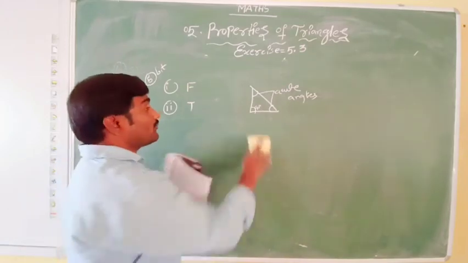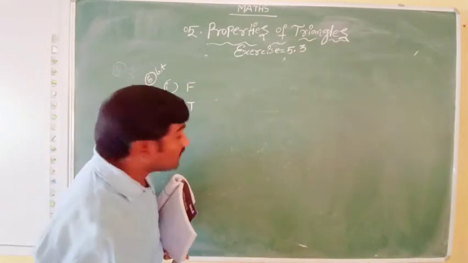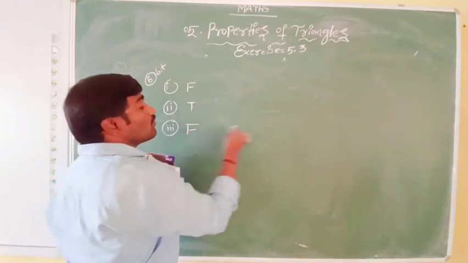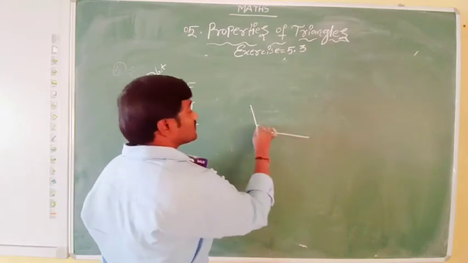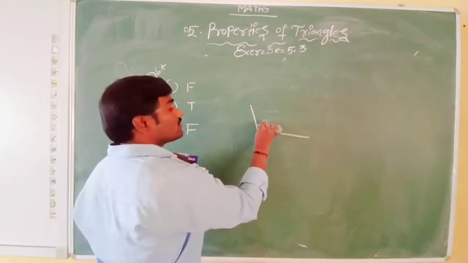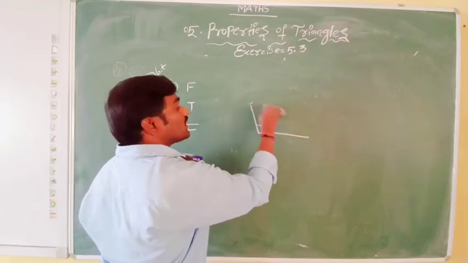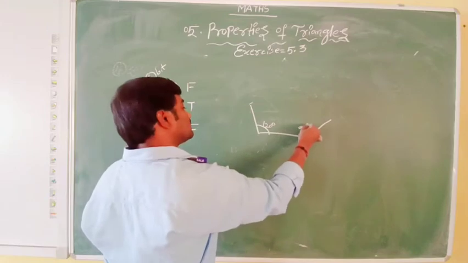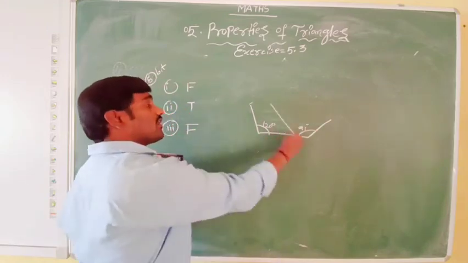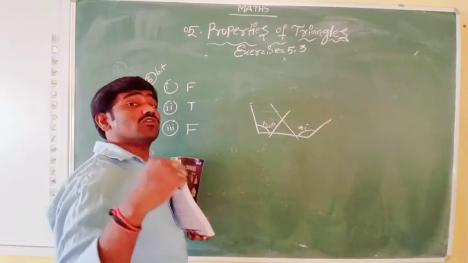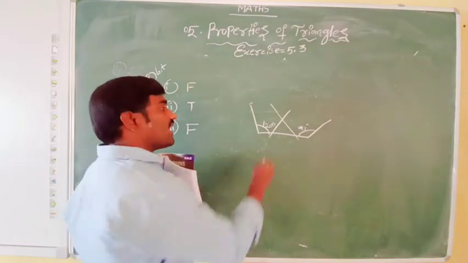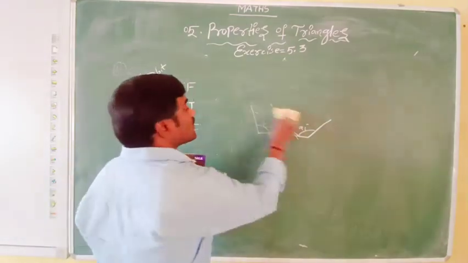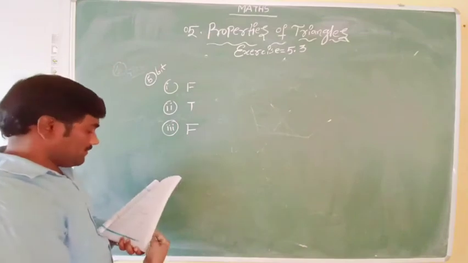A triangle can have two obtuse angles. No, it is also false. A triangle cannot have two obtuse angles. An obtuse angle means more than 90 degrees. Suppose this is one obtuse angle, say 120 degrees. What can you say about the remaining two angles then? If there is one more obtuse angle here, more than 90 degrees, it cannot form a triangle. A triangle cannot have more than one obtuse angle. It can have one obtuse angle, then the remaining two should be acute angles. Then only it makes a triangle.